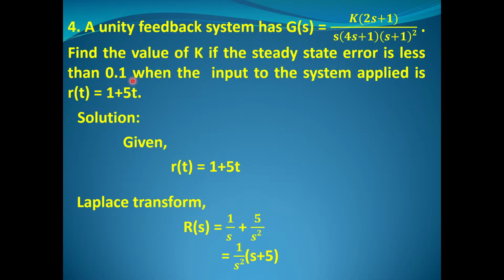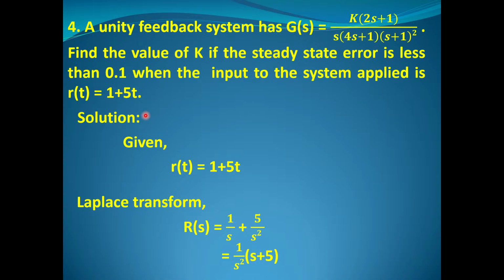So the steady state error value they have given is less than 0.1. They didn't mention that it is equal to 0.1, but they have mentioned that it is less than 0.1 when the input applied to the system is this. So what is the input applied to the system? 1 plus 5t.